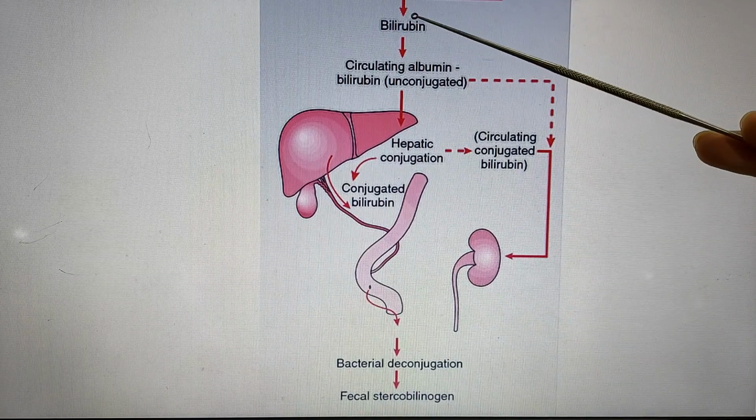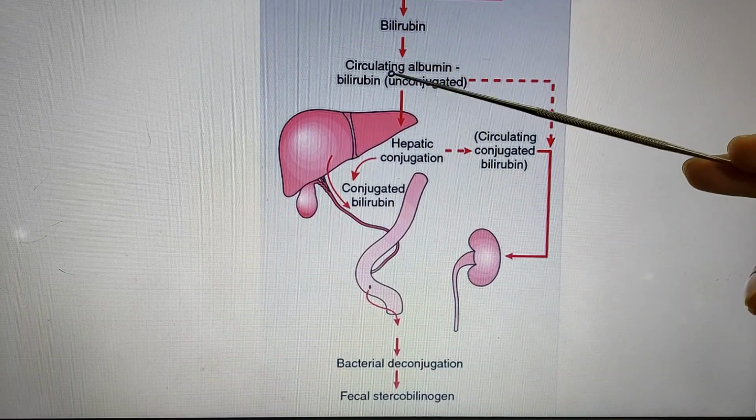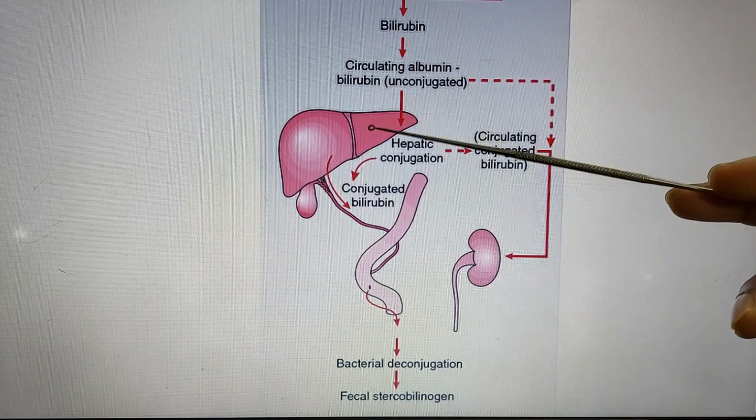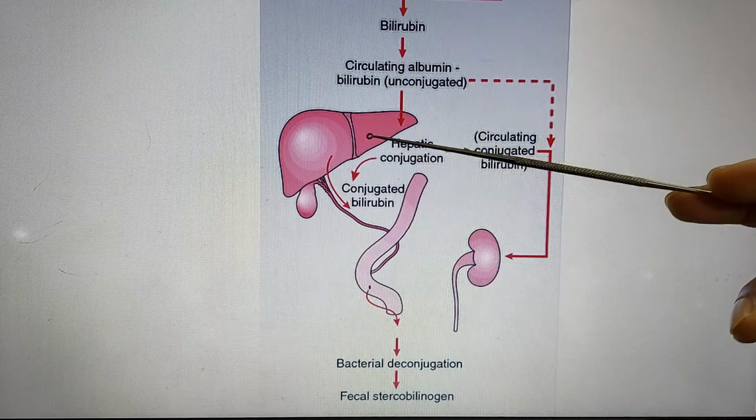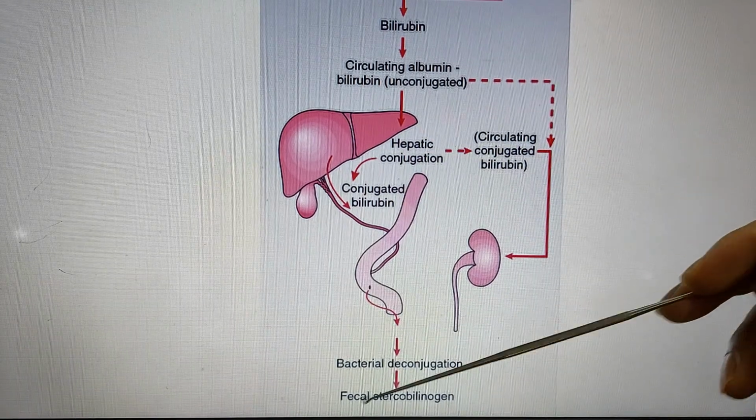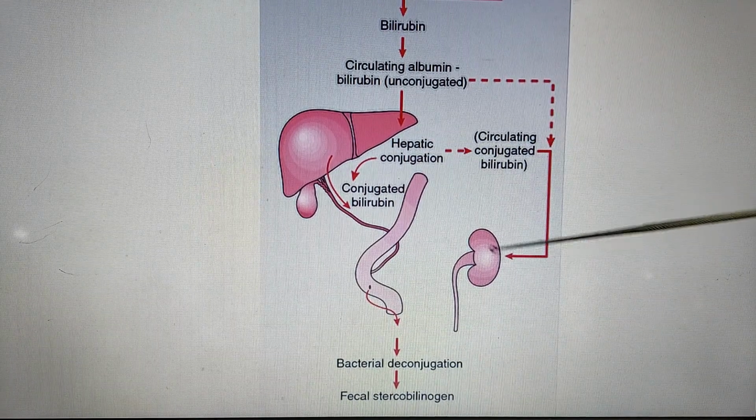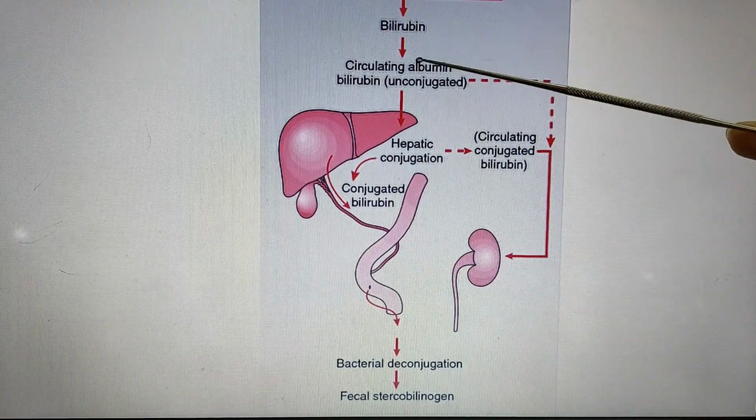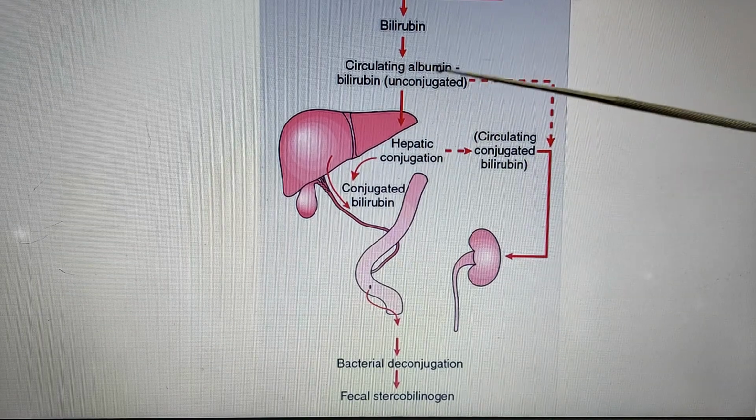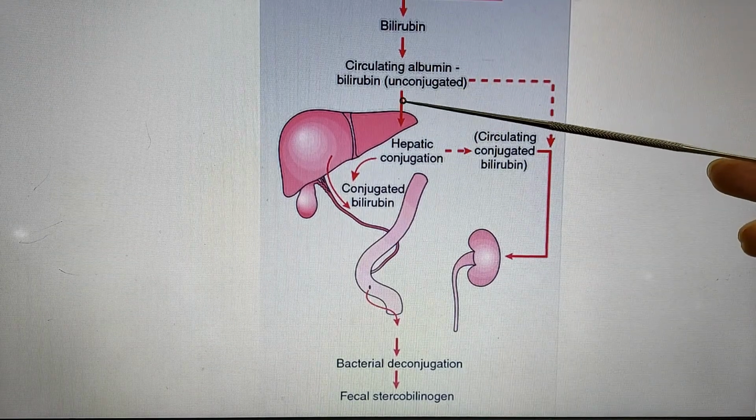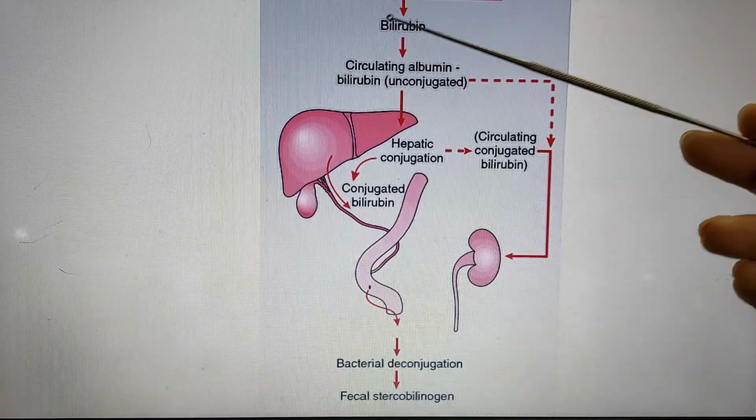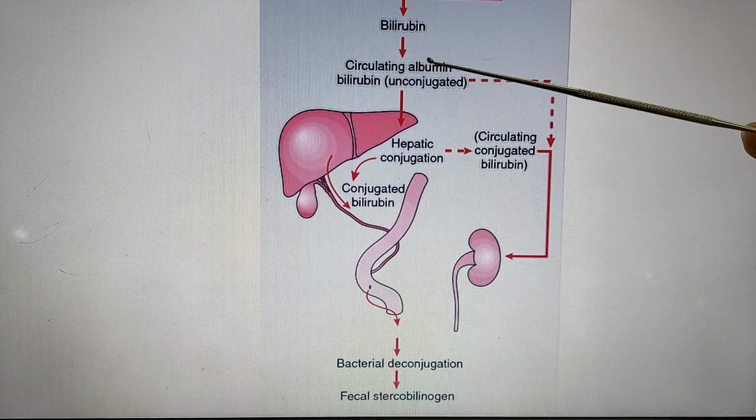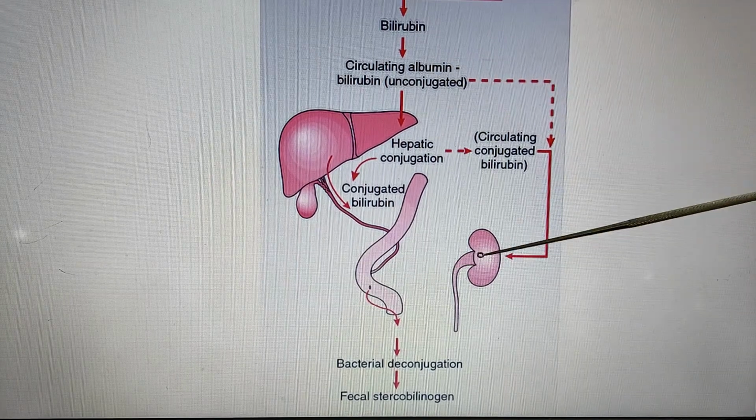So when there is more and more production of bilirubin, that will cause more and more production of unconjugated bilirubin. This unconjugated bilirubin goes to the liver. The liver is normal, so conjugation will occur, and some part of this fecal stercobilinogen and the urinary urobilinogen will be present. The stool and urine will be normal. If we test the blood of this patient who has more and more production of bilirubin, we find more and more unconjugated bilirubin, and the stool and the urine are normal.